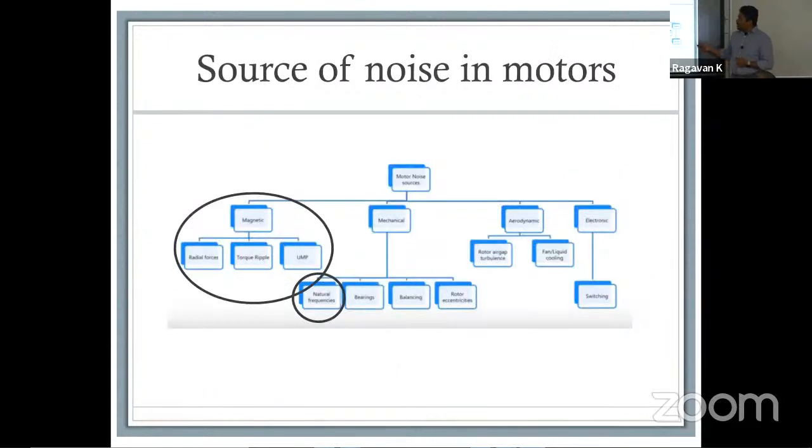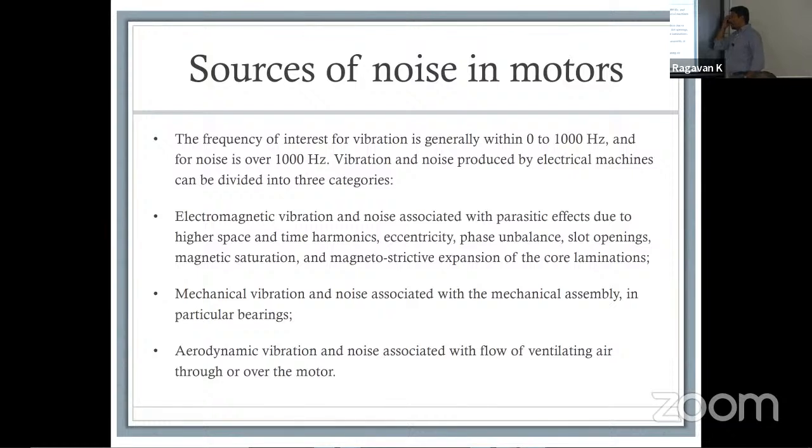So like I said, in terms of the source of noise, this did not come out properly. We are going to refer to magnetic radial forces, torque ripple, and natural frequencies as sources specifically for motors. So what are the different sources of noise? Like I said before, the first range is between 0 and 1000 hertz, and we are mostly interested in that. Anything above that, the variation you get can often be in three categories: electromagnetic, mechanical, and aerodynamic. Simple enough, not very complicated.